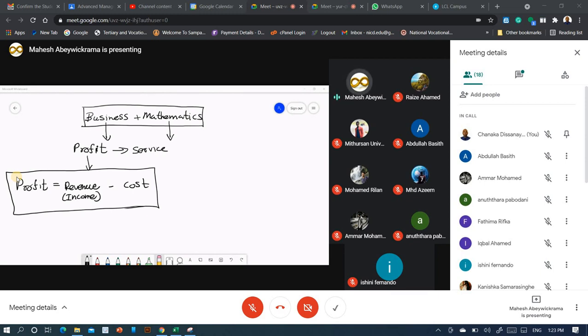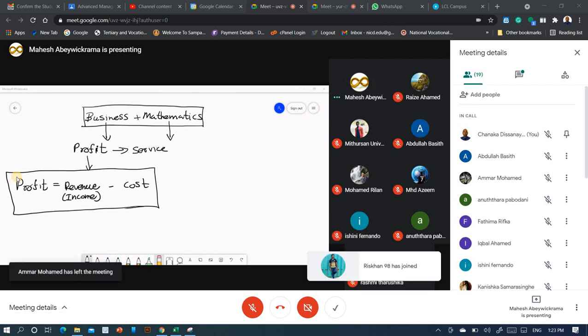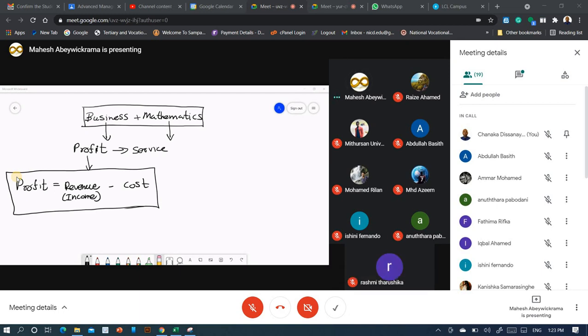Now, I'm still not familiar with your names, but I'm trying to point out someone here. Ishini Fernando, why do we need mathematics in a business? Do you have any answer for that question? Why do we need to calculate, and what do we want to calculate? Kanishka Samarasinghe, Iqbal Ahmed, Fatima, Rifka, do you have any answer? To calculate profit, yeah, nice. Only the profit?